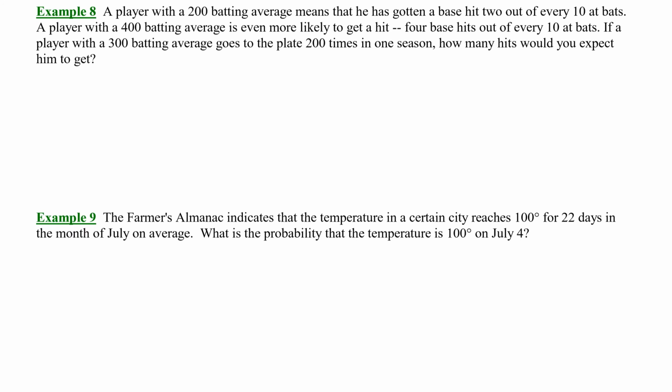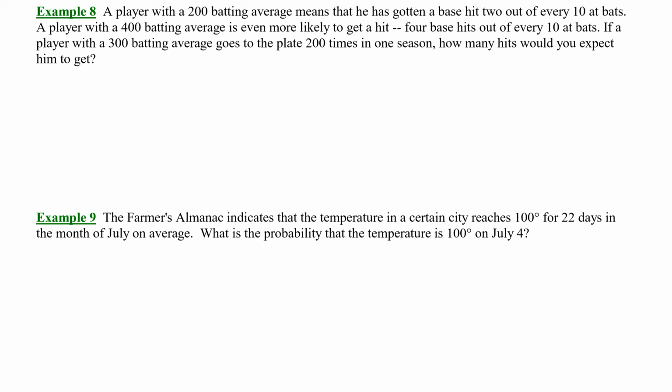Let's look at example 8. A player with a .200 batting average means that he has gotten a base hit 2 out of every 10 times at bat. And again, that's based on the particular player's history, right? So this is an example of empirical probability. A player with a .400 batting average is even more likely to get a hit. That is 4 base hits out of every 10 times at bat.